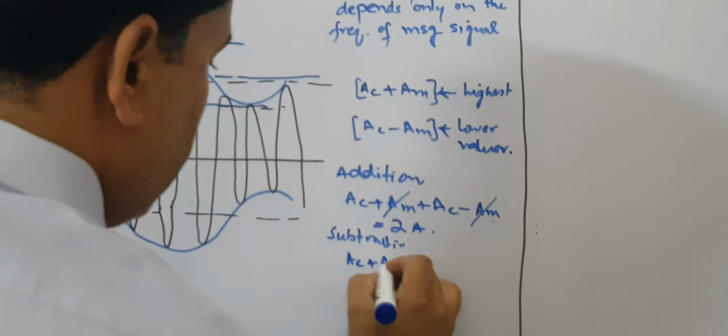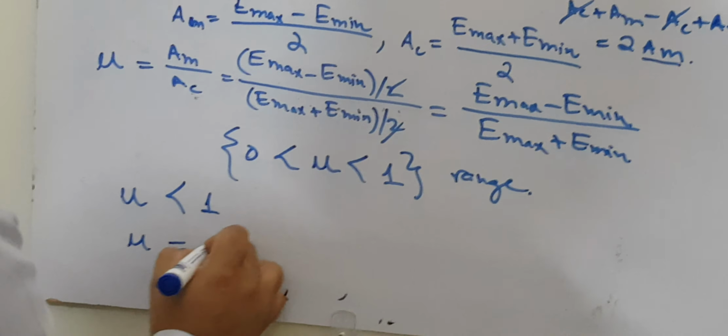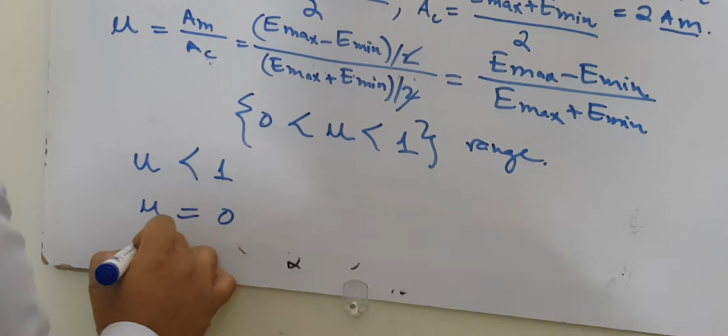The modulation index ranges between 0 and 1. You can see that it ranges between 0 and 1. So that could be its range, but modulation index can be less than 1, it can be equal to 1, and it can be bigger than 1.